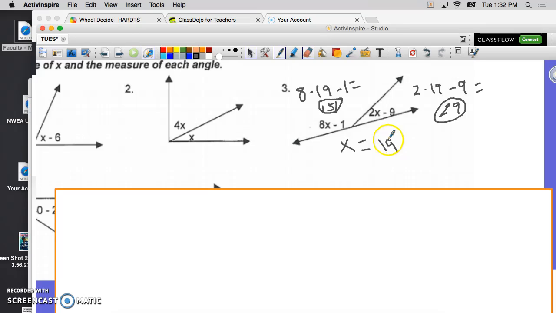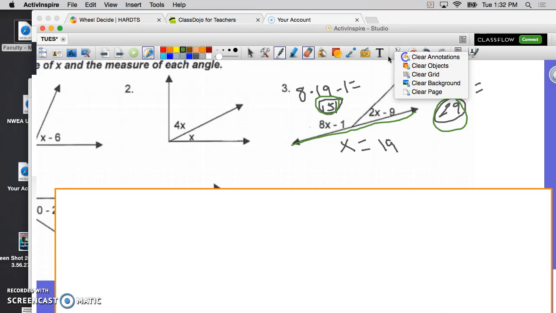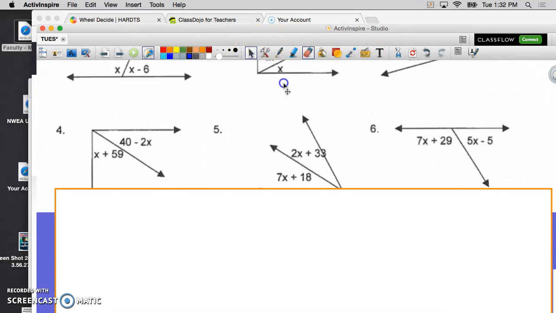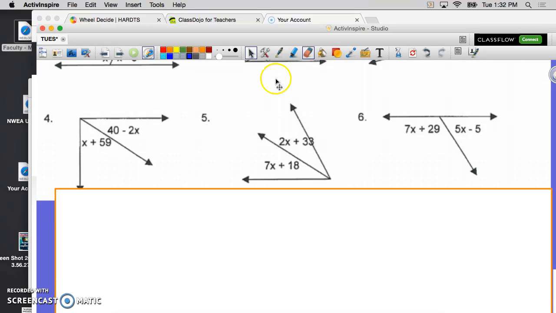How do I know if I'm correct? Remember, we're trying to reach how many degrees? 180. So if this angle is 151 and this angle equals 29, add them together, you should get 180. Try it. 29 plus 151. Oh my goodness, magically it equals 180. You are done.